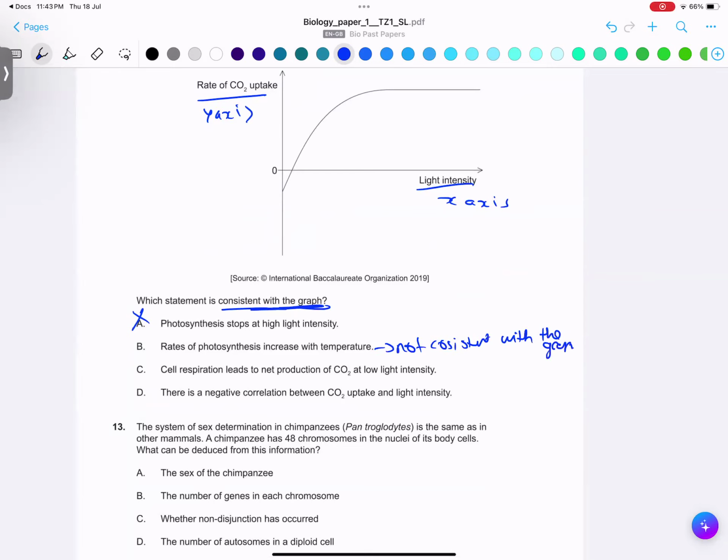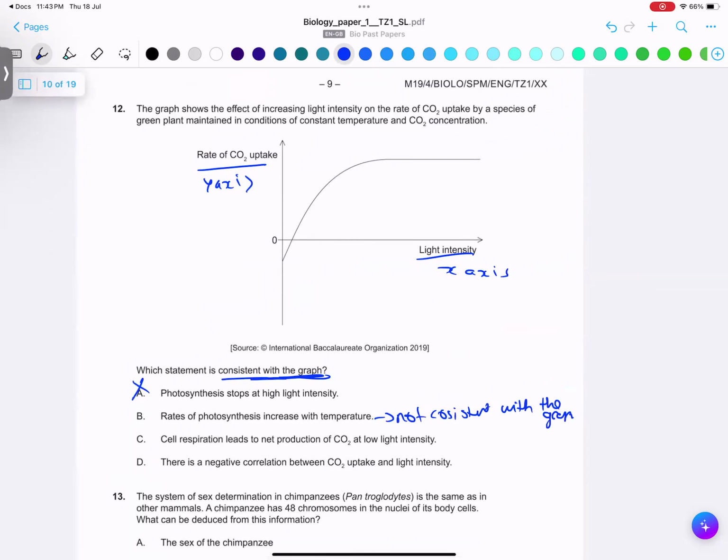Okay, and remember there are three things that affect photosynthesis. So three things: temperature, CO2 concentration, and light intensity, okay?